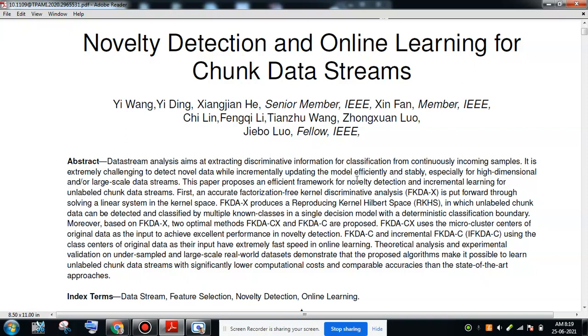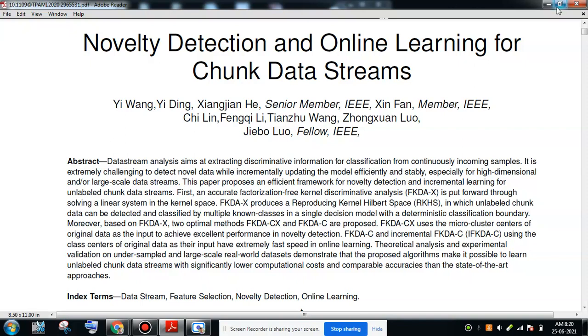decision model. So they have proposed three models. By using this basic concept, they have first proposed FKDAX, that is nothing but factorization free kernel discriminant analysis X. X is the first one, and based on that, two optimal new methods have been produced known as FKDACX, which uses micro centers for doing better classification, and another one, FKDAC, which uses the class centers of the original data as the input for extremely fast online learning.